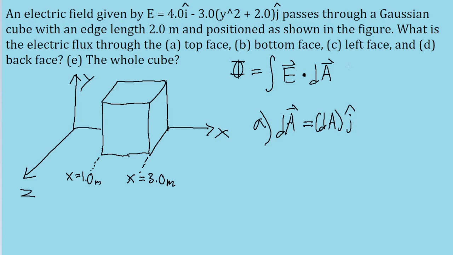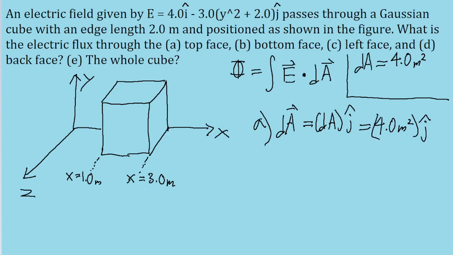And one thing I want to get out of the way right now is that because we have a cube where every face of the cube has the exact same surface area, then dA will always have the same magnitude. Since we can see from the diagram that the edge length of the cube is 2 meters, and it's even told in the problem, that means that dA, the surface area of any face on the cube, is always equal to the square of that. And 2 squared is 4. So dA is always equal to 4 meters squared. So our dA for part A is 4 meters squared in the j-hat direction.